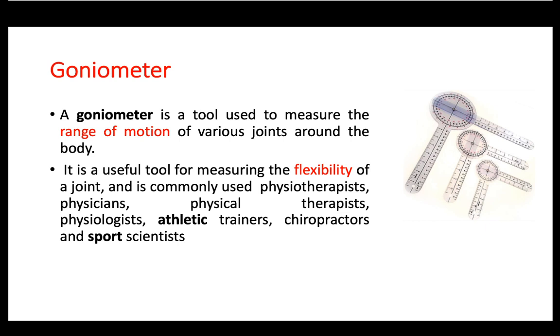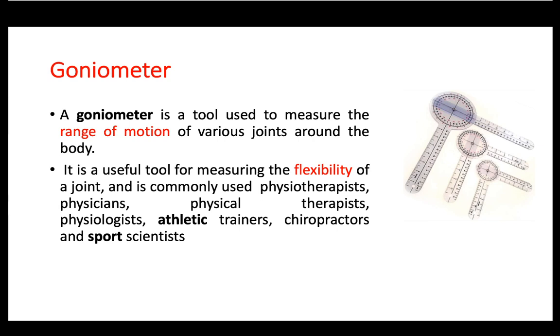So there is a set limit of angle for each joint. If that angle is less, that means you have less flexibility and you have some problem in your movement because you are not using the joint to full extent. So that you can monitor. It is a very useful tool for measuring flexibility. How? By measuring the angles. You will measure the angle, and that gives you the range of motion.